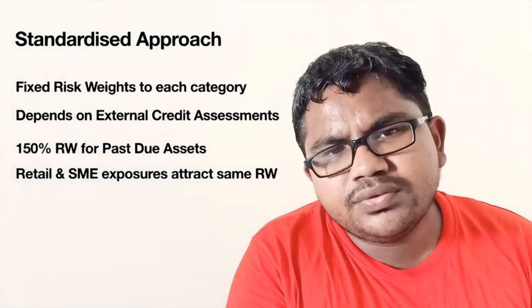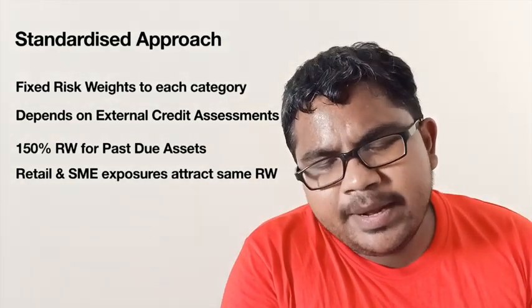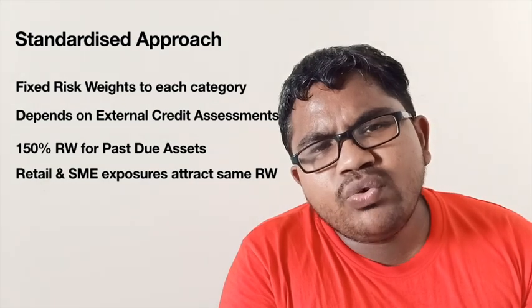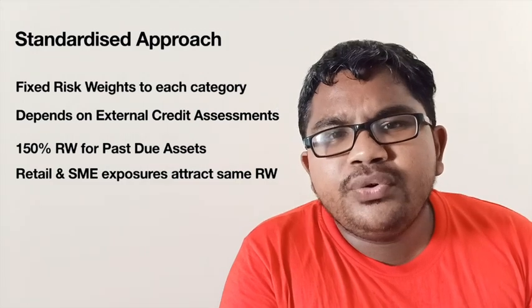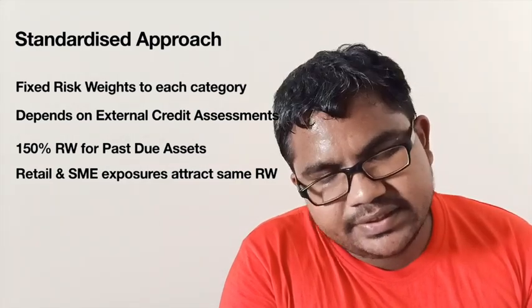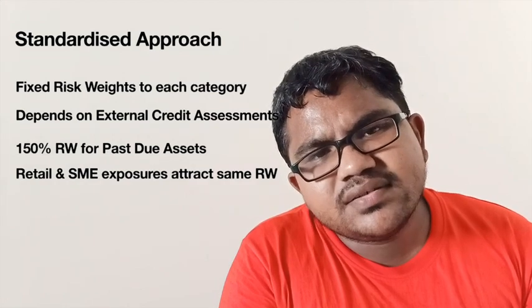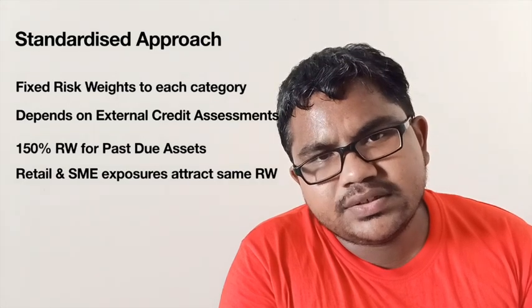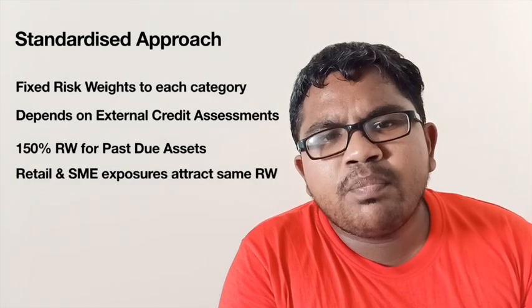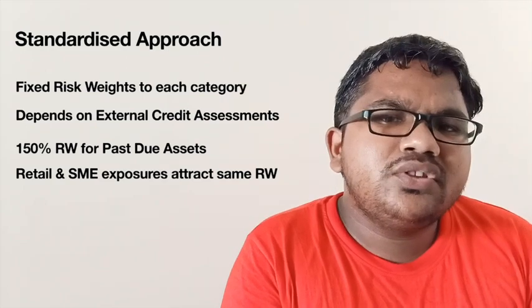And in this approach, if an account becomes NPA and you are maintaining a 20% provision for that account, then you need to assign a risk weight of 150%. If the provision is between 20 and 50%, the risk weight will be 100%. If the provision is more than 50%, then the risk weight will be 50%. These are the inputs we follow while calculating capital charge with the help of the standardized approach.